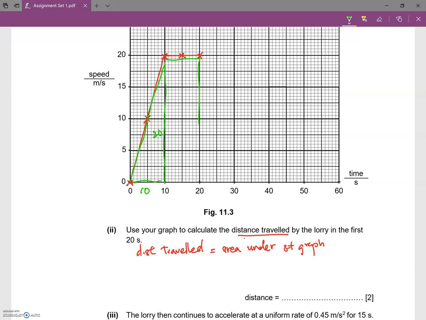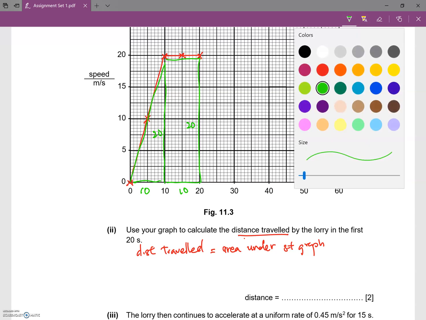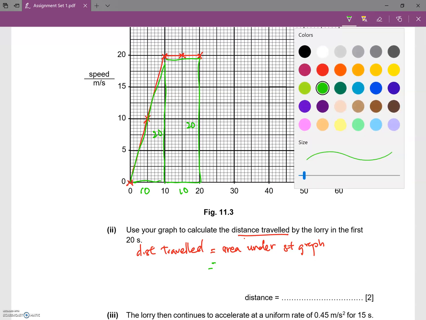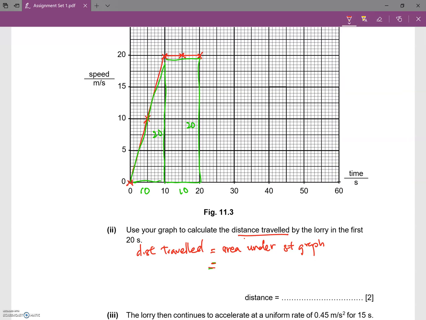We're going to have a rectangle over here. The base is 10 also, the height is 20. So this equals the triangle of base 10, height 20, plus a rectangle of base 10, height 20. So half times 10 times 20 plus 10 times 20. We get 100 plus 200. So the distance traveled is 300 meters for the first 20 seconds.